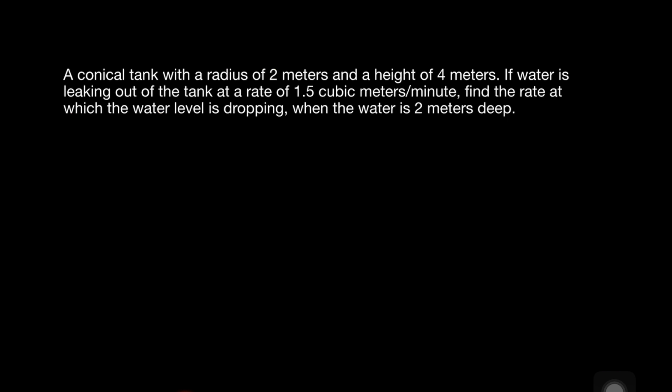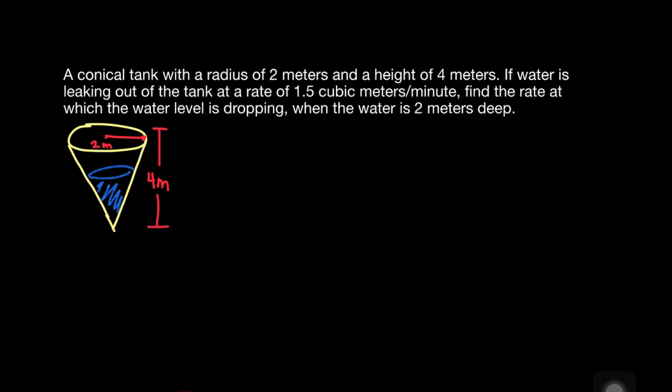I've got one more example to show you. A conical tank with a radius of 2 meters and a height of 4 meters. I have that drawn. So we've got a tank that is a cone. The height is 4 meters. And the radius is 2 meters. And we've got water in this tank. Water is leaking out of the tank at a rate of 1.5 cubic meters per minute. Find the rate at which the water level, or the height of the water, is dropping when the water is 2 meters deep.